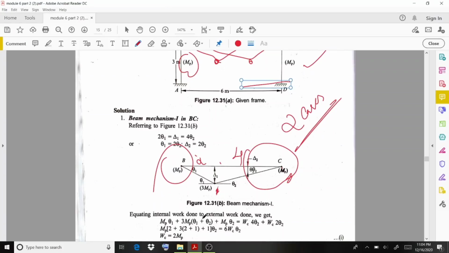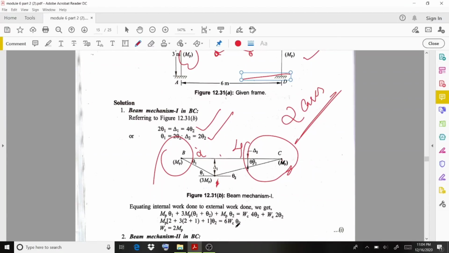If you equate those values, MP theta 1 plus 3 MP theta 1 plus theta 2 plus MP theta 2 equals WC multiplied by this delta 1, which is 4 theta 2, plus WC multiplied by 2 theta 2, the second one. We take this theta 2 so that all the terms are arranged in terms of theta 2 and we can cancel it easily. So finally we get WC equals 2 MP.